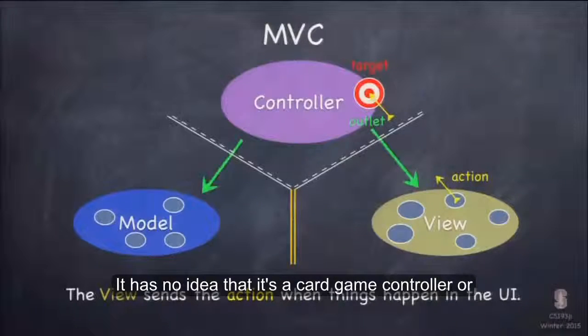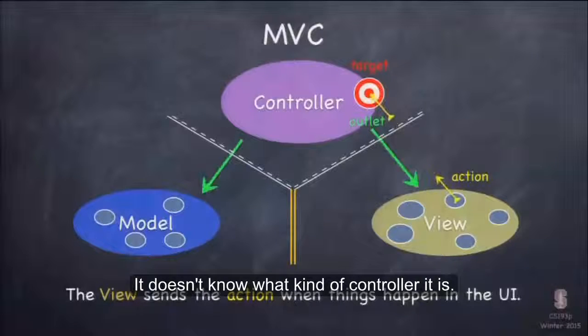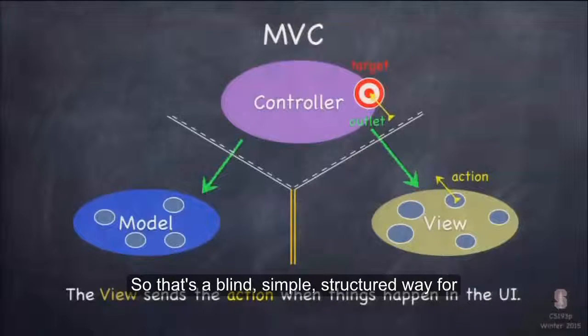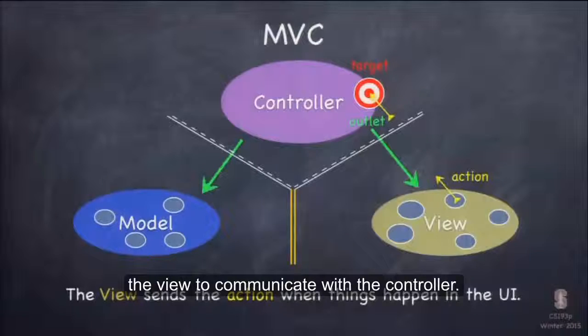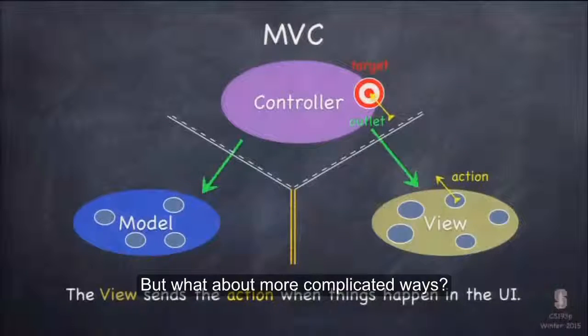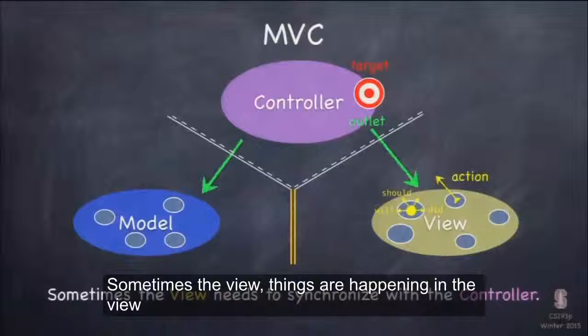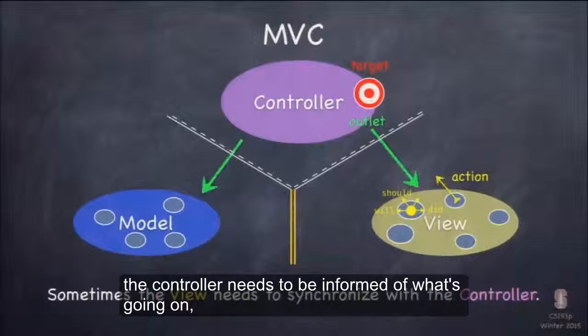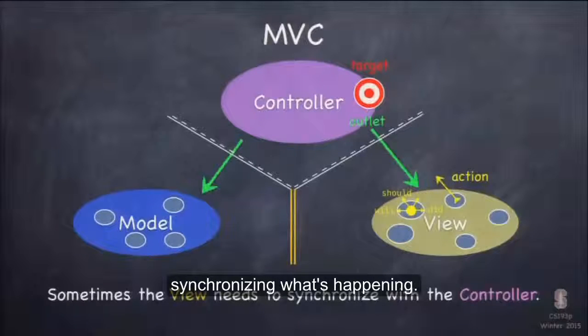It has no idea that it's a card game controller or a space game controller. It doesn't know what kind of controller it is. All it knows is that when something happens in itself, boom, it sends a message to the target. So that's a blind, simple, structured way for the view to communicate with the controller. But what about more complicated ways? Sometimes things are happening in the view that are somewhat complicated, and the controller needs to be informed of what's going on, synchronizing what's happening.